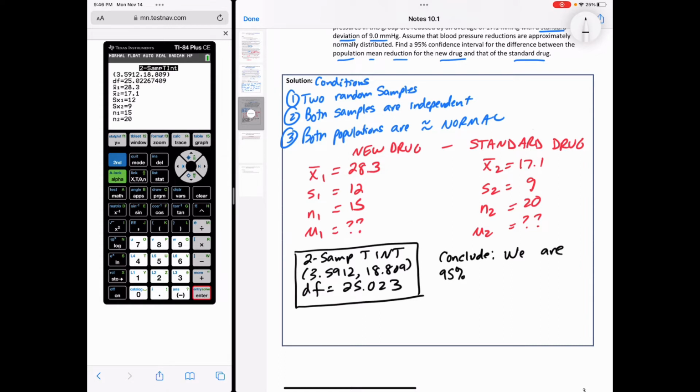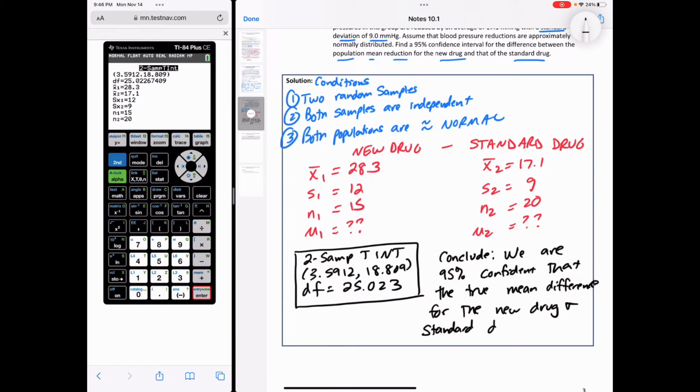we are 95% confident that the true mean difference, or the population mean difference, for the new drug and the standard drug is between 3.59 mmHg and 18.81 mmHg. All right, now what does this mean?